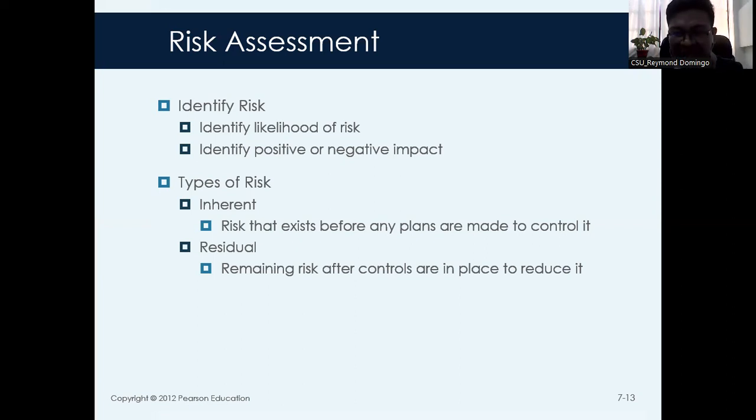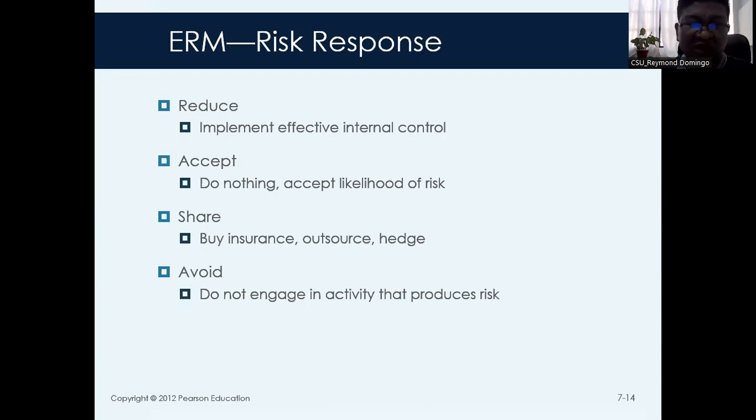Meron naman tayo yung residual risk na tinatawag. Pag sinabing residual, yung natitira or the remaining risk after controls are in place to reduce it. Kasi sinasabi nga natin kanina na pag risk, we could not totally eliminate it. Merong at merong maiiwan because there is no such thing as a risk-free organization, risk-free business. So therefore, even after our effort to establish different internal controls, meron pa ring possibility na mag-exist na risk or challenges sa organization natin. Meron pa ring residual risk tayo.